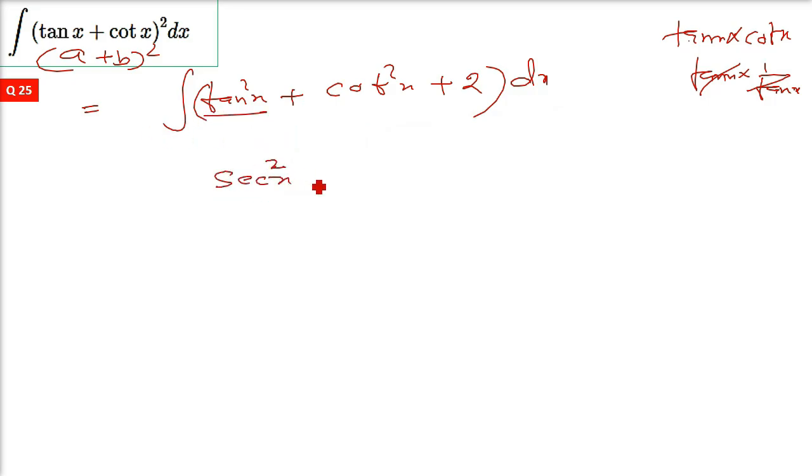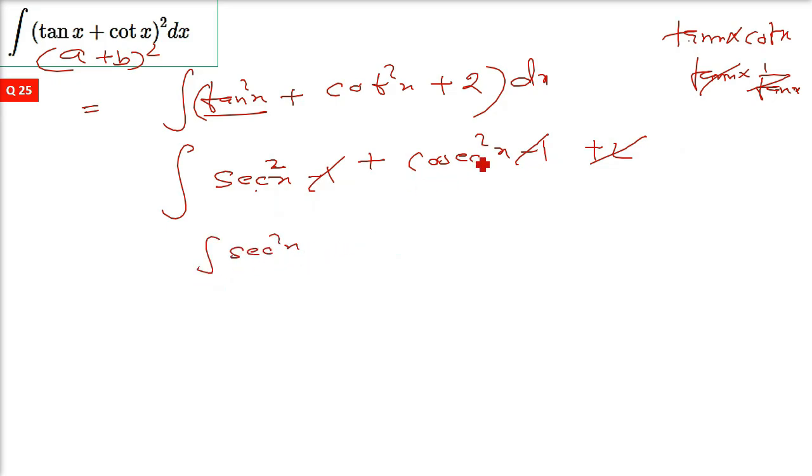Before doing this one, we have to resolve it, because we don't have any integration for tan square x, but we do have this for sec square x. So sec square x minus 1 is tan square x, cot square x is cosec square x minus 1, and 2 is already there. So this 2 gets cancelled with negative 1 and negative 1. 2 minus 2 is 0. So we get integration of sec square x and integration of cosec square x.